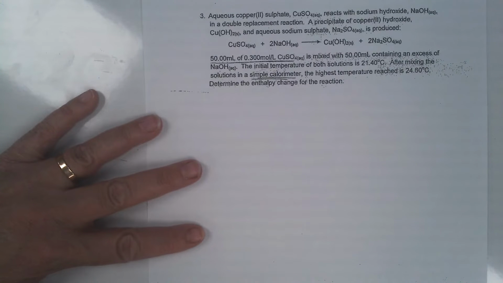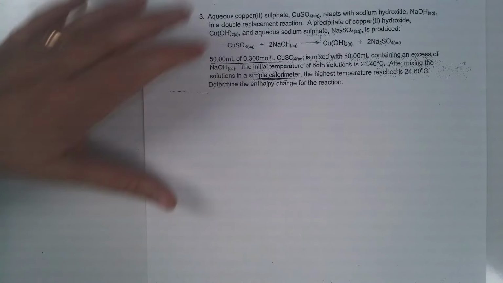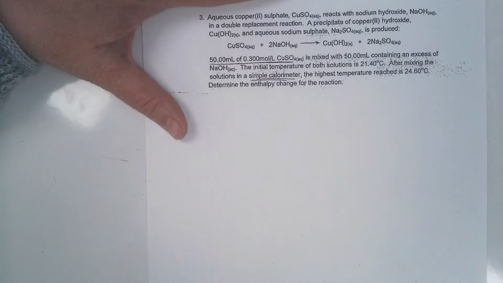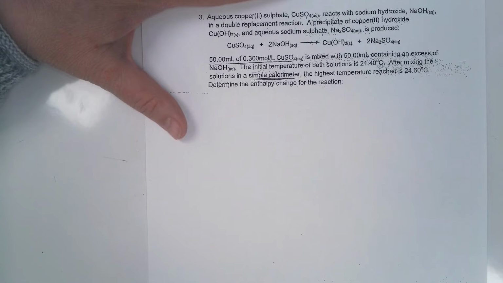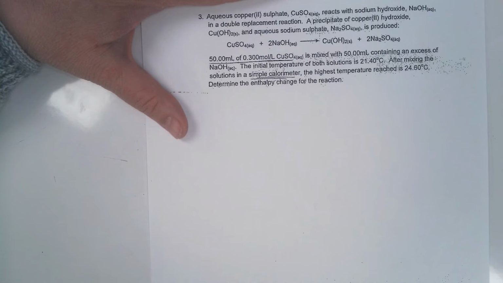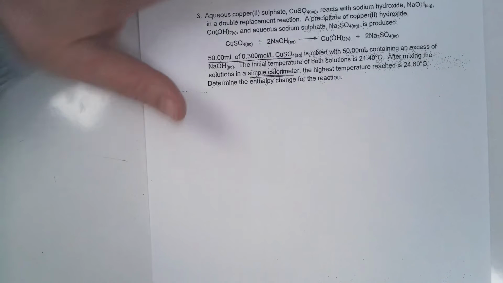Aqueous copper sulfate reacts with sodium hydroxide in a double replacement reaction. A precipitate of copper(II) hydroxide and aqueous sodium sulfate is produced. 50 mL of 0.3 mole per liter copper sulfate is mixed with 50 mL containing an excess of sodium hydroxide. The initial temperature of both solutions is 21.40 degrees Celsius. After we mix the solutions in a simple calorimeter, the highest temperature reached is 24.60 degrees Celsius. Determine the enthalpy change for the reaction.